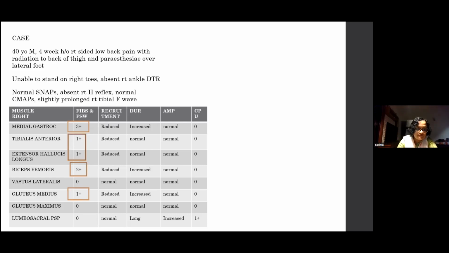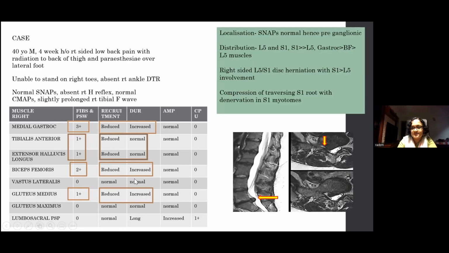And the L5 muscles, that is gluteus medius, as well as the tibialis anterior and extensor hallucis, are less affected because L5 compression is less. And that matches with your absent ankle DTR. And like I said, this has probably been going on for a bit longer than what was brought to our notice, because there is some chronic denervation changes with increased duration. While the tibialis anterior and extensor hallucis, as long as the L5 muscles, are not showing the chronic changes.